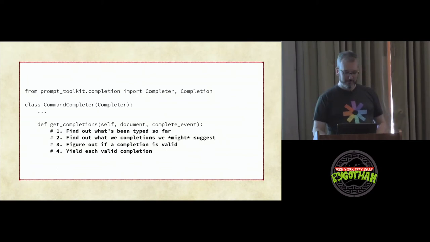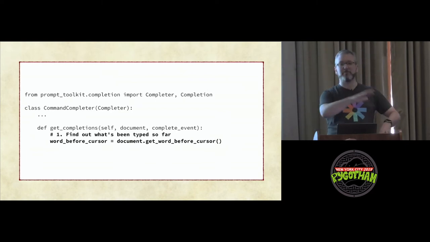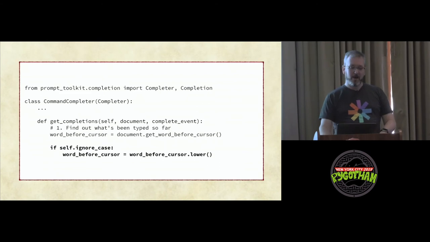Okay, so this is going to go pretty fast. We need to remember what's been typed so far, so we'll call that the word before the cursor, and that's a thing that we get from the document object that Prompt Toolkit gives us. It's what's been typed so far right now. We might want to ignore the case, and lowercase the word before the cursor.